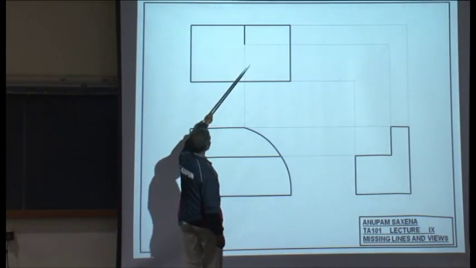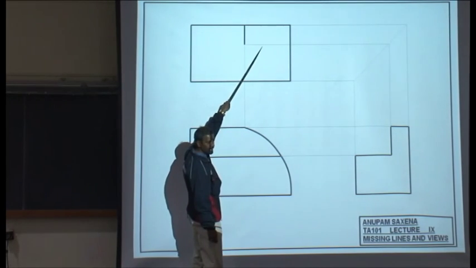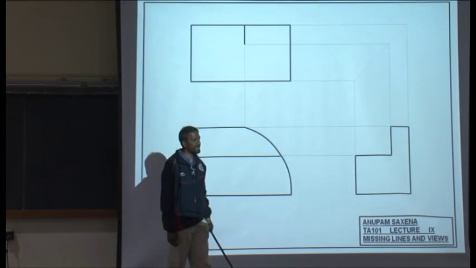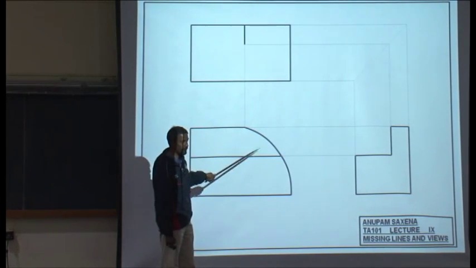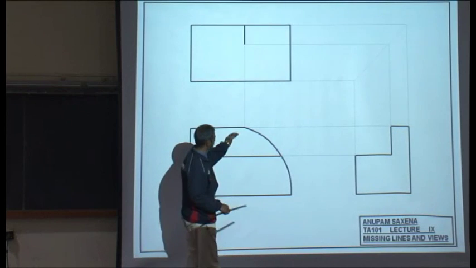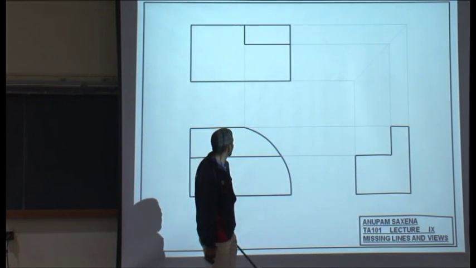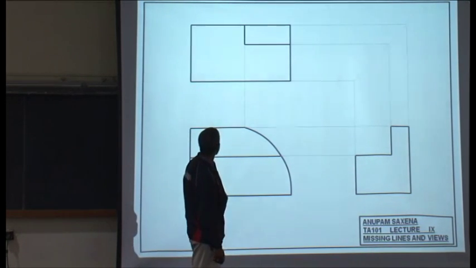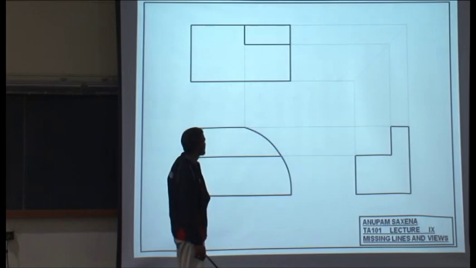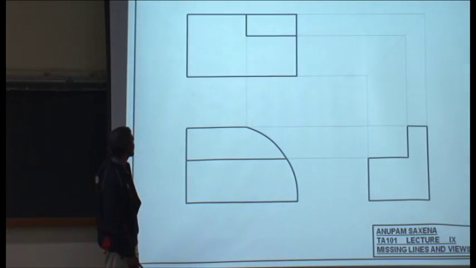So, you are suggesting that there would be a horizontal line here, and this would be the image of which feature in this view? This arc? Okay. Complete horizontal line? Hold on. Okay.